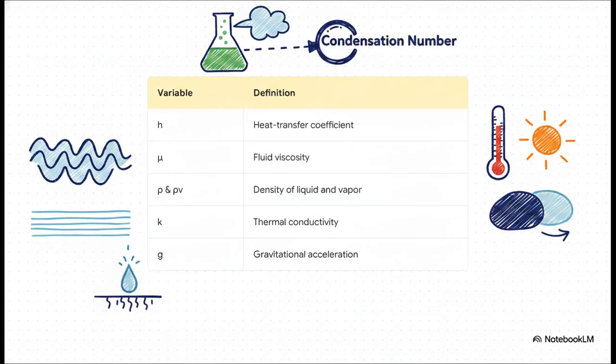Now, I could definitely throw some massive integral equations your way, but let's skip the headache. This table cleanly isolates the exact variables engineers actually care about. By combining things like fluid viscosity, the density difference between the liquid and the vapor, and thermal conductivity, we can calculate a dimensionless group called the condensation number, and that little number lets us reliably predict heat transfer whether the film flow is smooth and laminar or heavily turbulent.